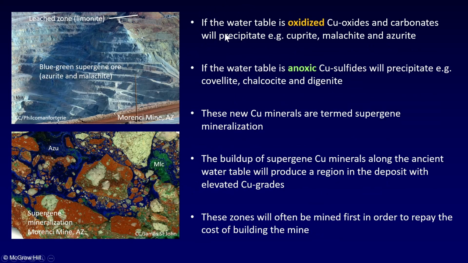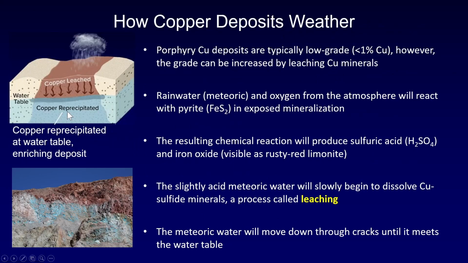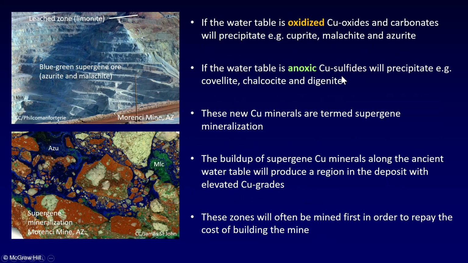So if the water that makes up the water table, so this is groundwater, is oxidizing, so there's oxygen present, the copper minerals are going to precipitate out, and they're going to form copper oxides and copper carbonate. So we're going to see minerals like cuprite, which is copper oxide, or malachite and azurite, which are copper carbonates forming. Now, if this water here is anoxic, so oxygen poor, we're going to form copper sulfide minerals. And so we're going to form minerals like covellite, chalcocite, and digenite.